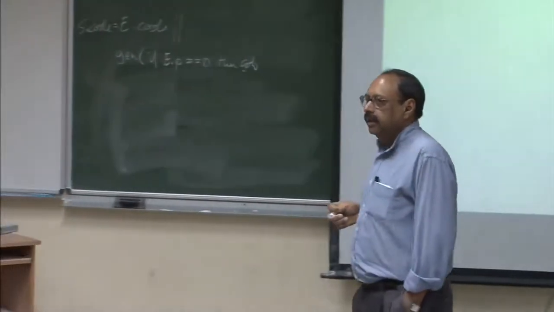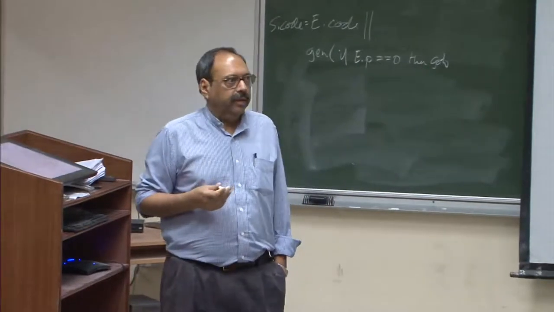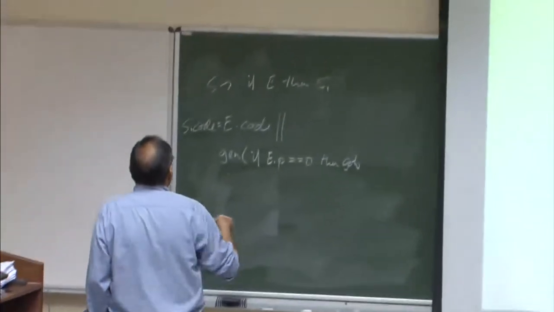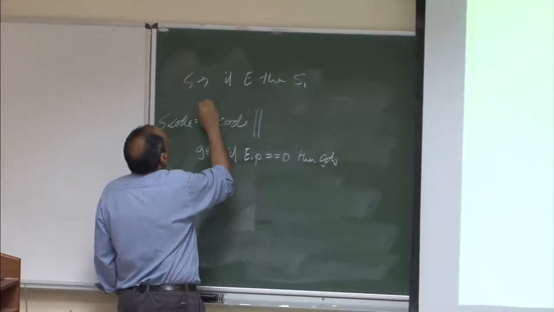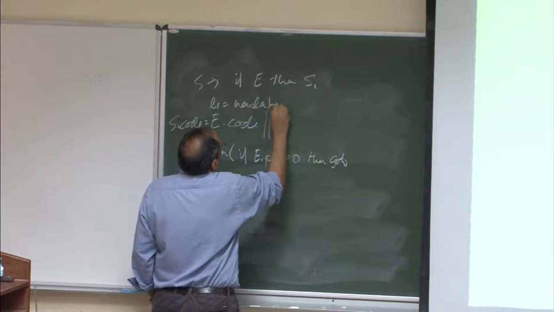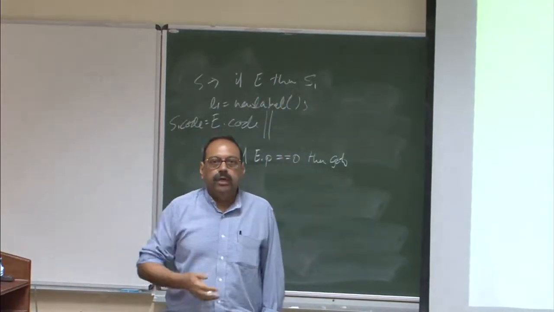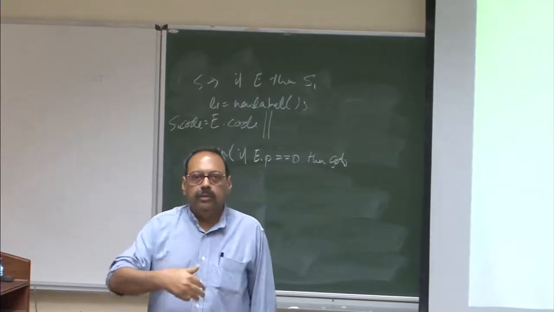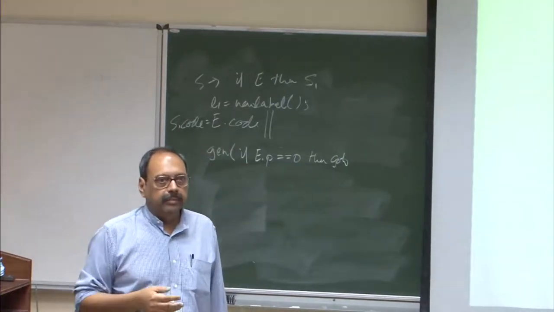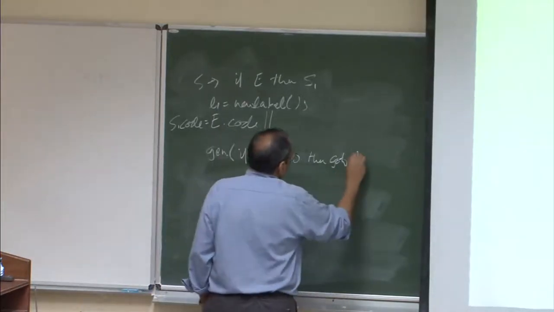That means now I need one more function. Earlier I was generating only temporaries, now I also need to generate labels. Okay? So now let me say that I also generate labels, so let me say that L1 is a new label. A new label is some function I have introduced, which will give me from a pool of labels a label name. Right? So now I'll say let's jump to L1.